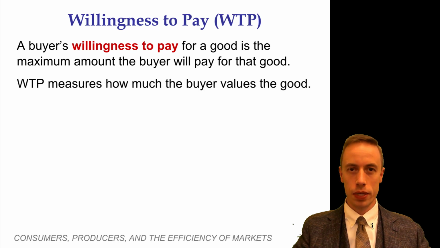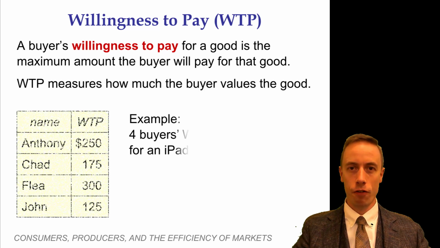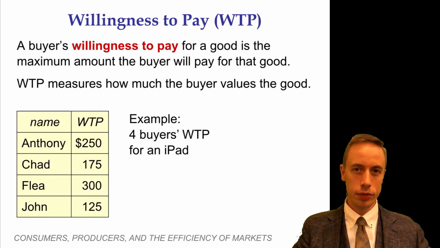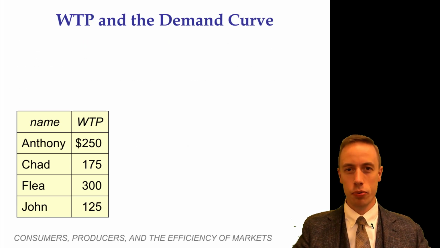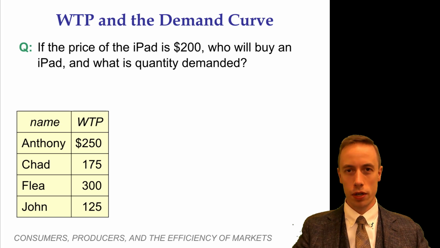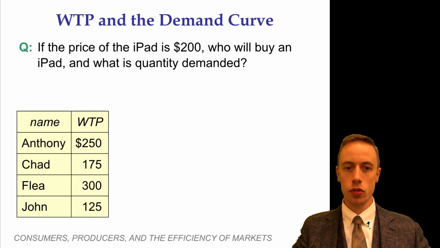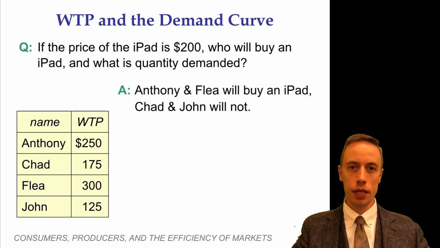So for the sake of argument, let's say we've got 4 perfectly randomly chosen names and their willingness to pay for an iPad. Let's start with a simple question. Let's say this iPad is actually available at a price of $200. Who among our buyers would say, yes, I want to buy an iPad? Well, looking at the willingness to pay, we have Anthony and Flea whose willingness to pay exceeds the price. They buy. Chad and John will not.